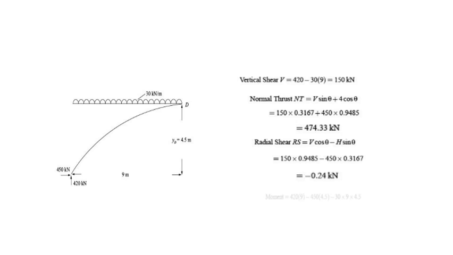Next step is to find the bending moment. So 420 into 9 minus the H value, which is 450, 450 into 4.5, minus the moment of the UDL, 30 into 9 into 4.5. You get the moment as 540 kilonewton meter.